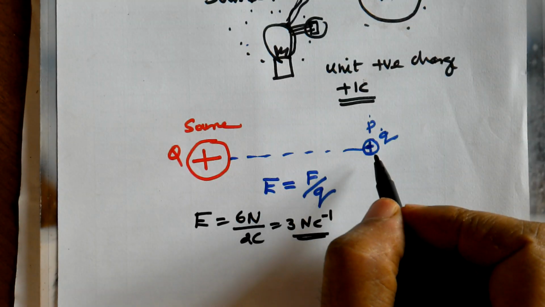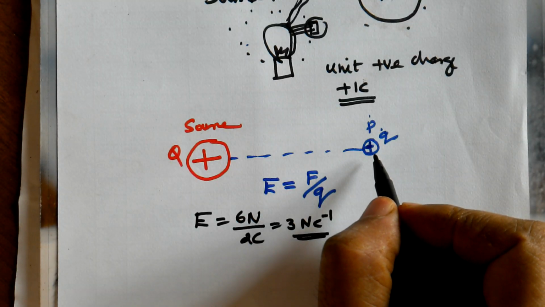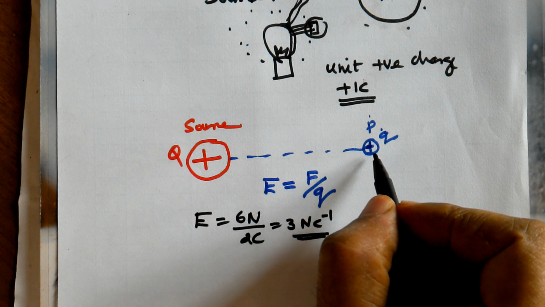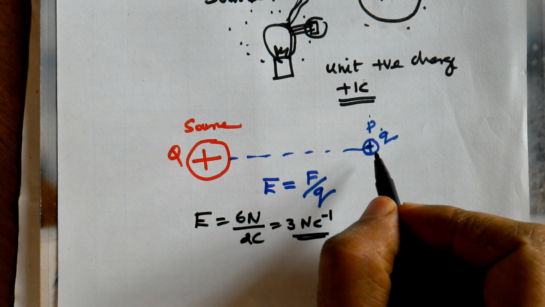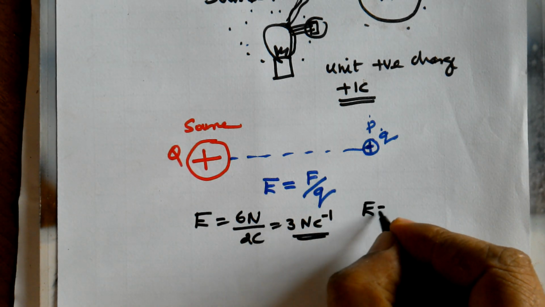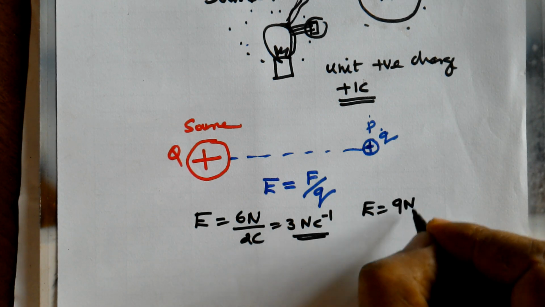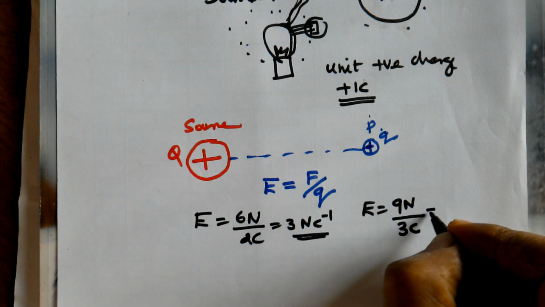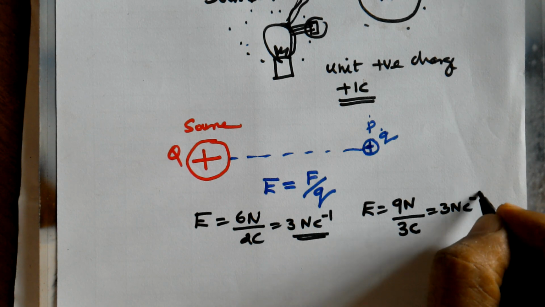I will now place a different charge. I will place some 3 coulomb here. That is my test charge now. When I place 3 coulomb here, ask the 3 coulomb, how is the situation? What is the amount of force that you experience? 3 coulomb says, sir, I am experiencing 9 newton force. So what is the electric field there? 9 newton force experienced by 3 coulomb. Answer is 3 newton per coulomb.